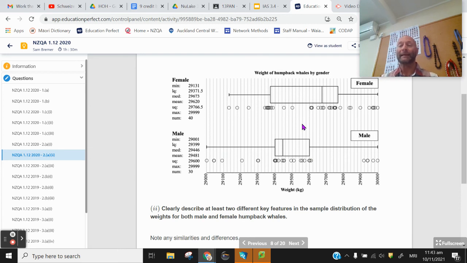And then spread. That's where we talk about the IQR, the upper quartile value minus the lower quartile value, to talk about the spread. And since the females have got a much wider middle 50%, they're less consistent. We talked about that last question.